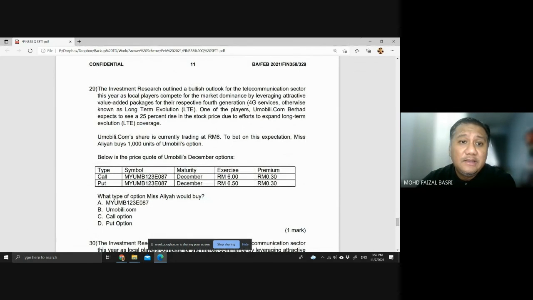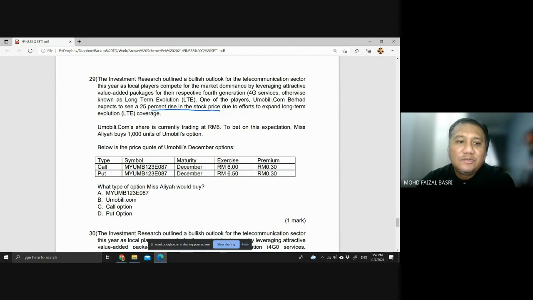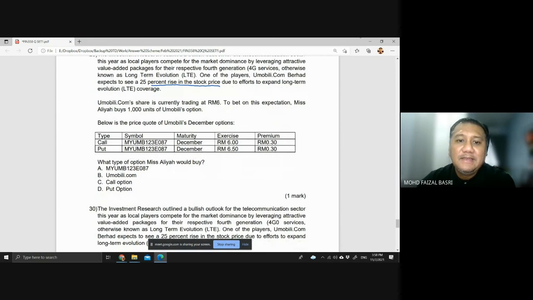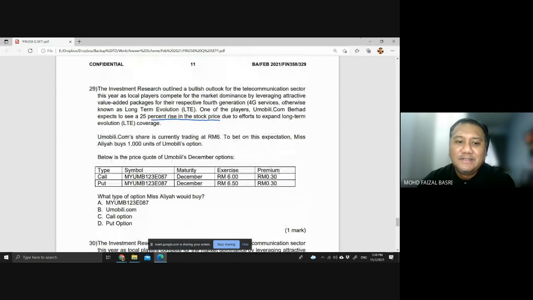Okay, quickly. This is about option juga. You mau beli, current trading, to be on this expedition. Tak mudah cerita dia pasal apa ni. I expect to see the 20% rise in the stock price. So dia nak rise. So Miss Alia beli apa? What type of option?